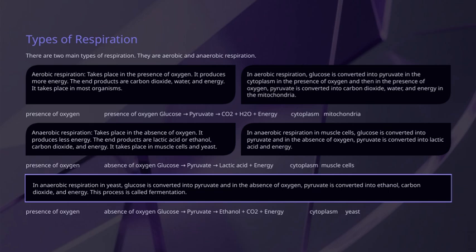Additionally, in yeast, when oxygen is absent, glucose undergoes fermentation. In this process, pyruvate is converted into ethanol, carbon dioxide, and energy. This is similar to anaerobic respiration in muscle cells, but results in ethanol instead of lactic acid. To sum up, anaerobic respiration produces less energy and ends with either lactic acid or ethanol, depending on the organism, while aerobic respiration produces more energy with carbon dioxide and water as end products.